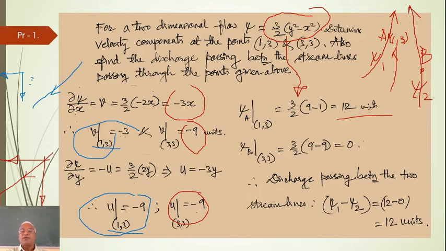Psi at B, if I substitute, I will get 0. So with 12 at this one and 0 at this one, psi 1 minus psi 2 is nothing but the flow occurring between streamline number 1 and streamline number 2. Therefore the discharge passing between the two streamlines, psi 1 minus psi 2, is equal to 12 units.